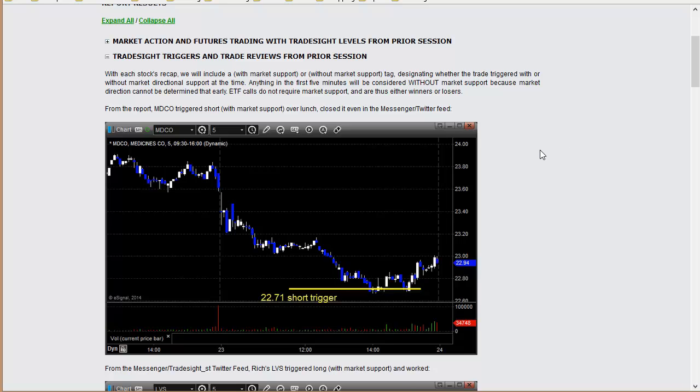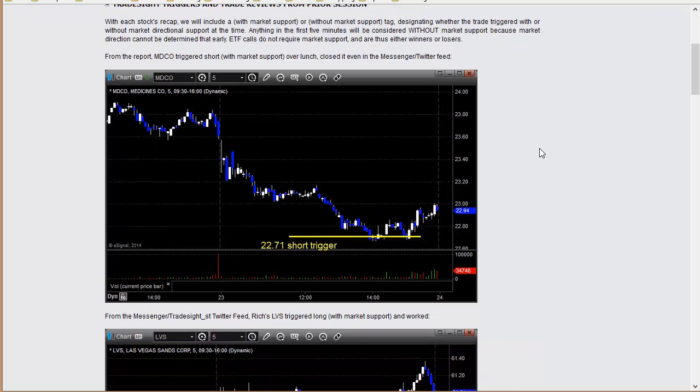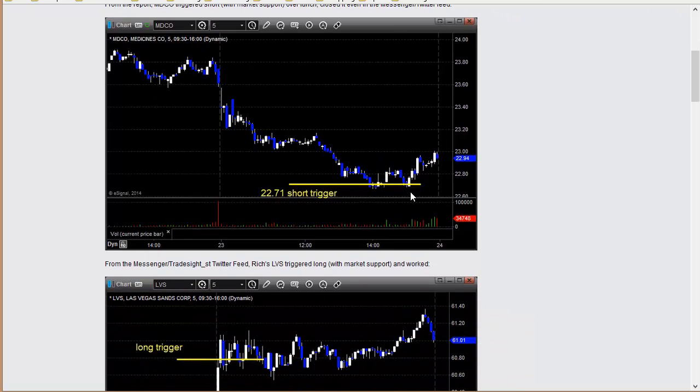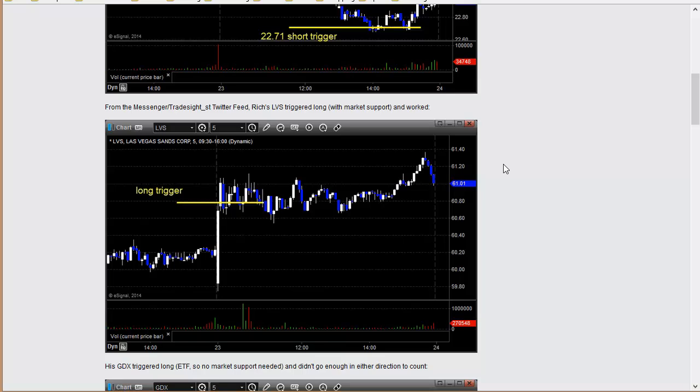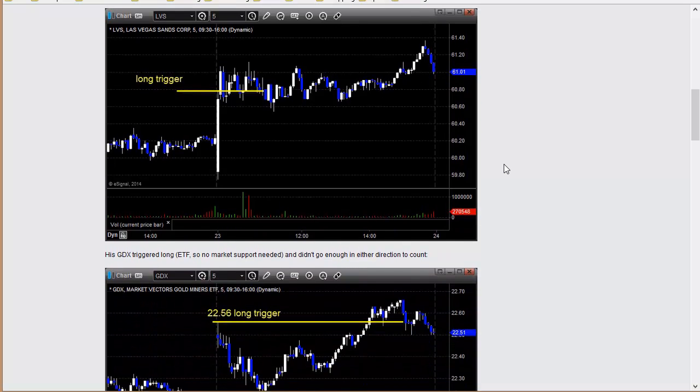So here we have a trade that didn't end up working out. We triggered short. We actually closed this one as we posted to our subscribers, even when it made the second attempt and didn't work. We have a trade on the long side early. Remember, the market headed up early in LVS, made a little money, didn't do anything too crazy for us.